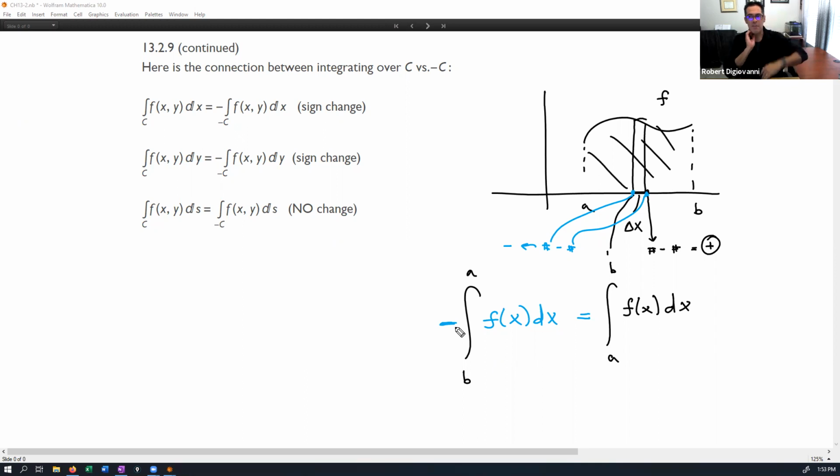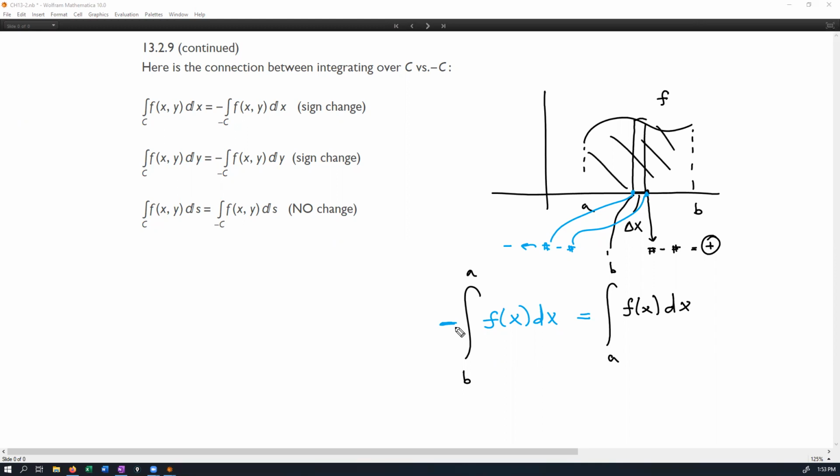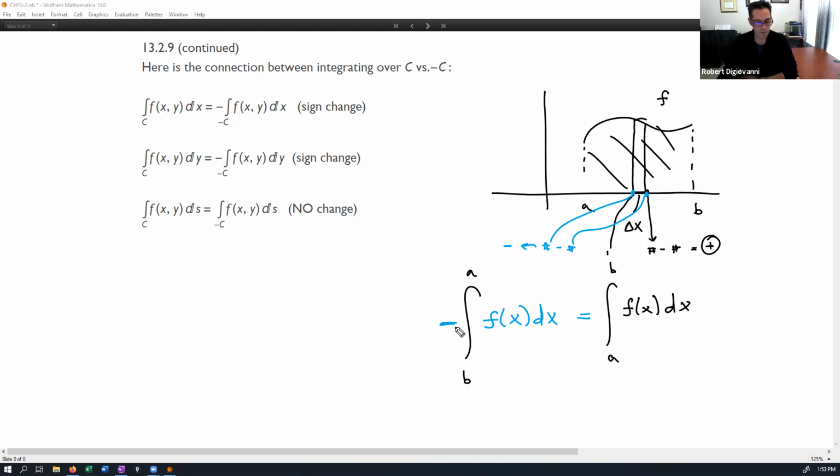It's not that the area is above or below. It's that the little dx on the ground is now negative instead of positive. Does that make sense, Adam? I think Adam. Yes, yes. Okay. I'm continuing.